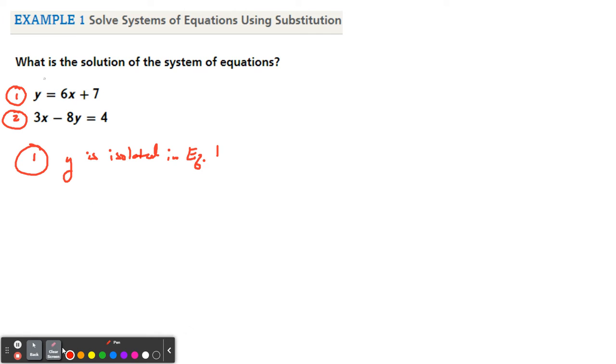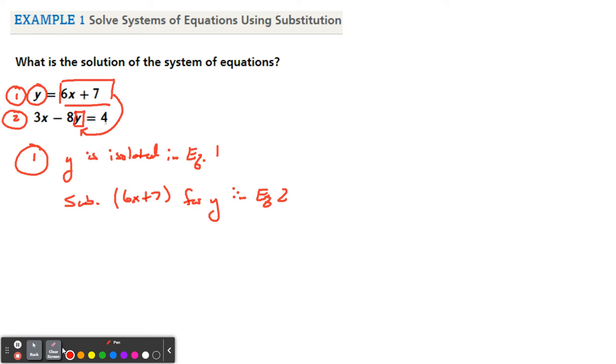Therefore, here's the y. We are going to take this 6x plus 7, right? And we are going to substitute 6x plus 7 for y in equation 2. Okay? So here is the y in equation 2. We're going to take this 6x plus 7 and put it right in place of y.